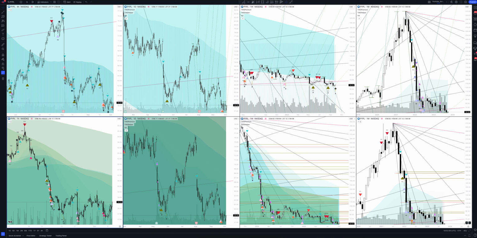Today we will take a look at PayPal Holdings stock. Let's analyze the market situation and find out how you can make money on it. Let's start.